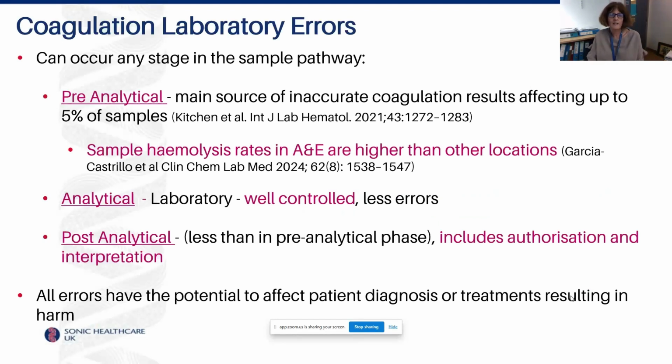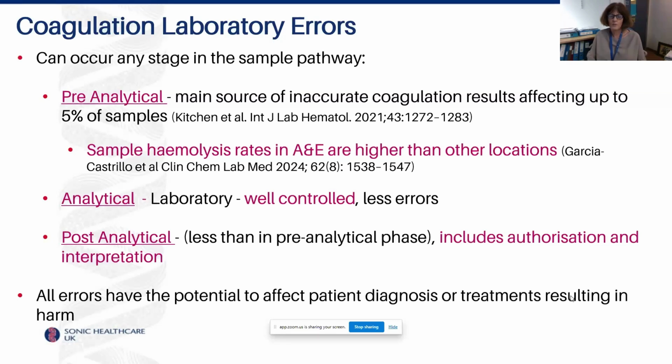As you know, coagulation errors can occur at any stage of the sample pathway, and the main source of errors is the pre-analytical phase, where up to 5% of samples can have errors in this phase of the sample journey. We know that hemolysis rates in A and E are higher than in any other location. In the laboratory we don't get many errors because we have well-controlled assays, we're doing IQCs and EQA, so there are fewer errors than in the pre-analytical phase.